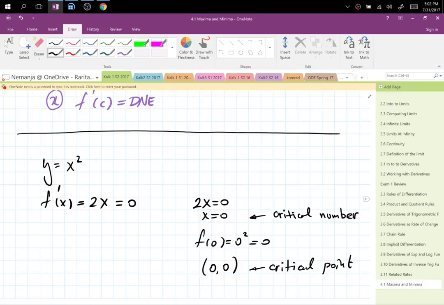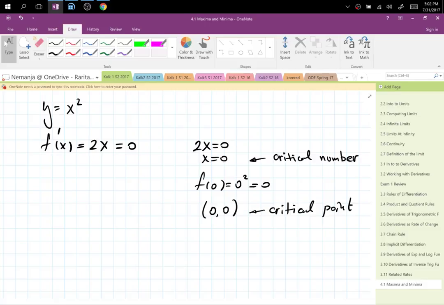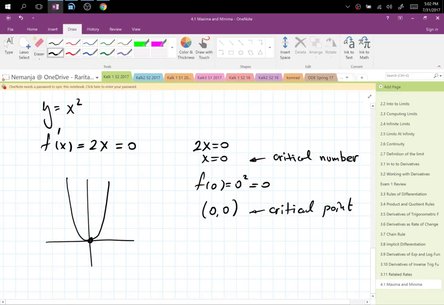So we were able to find the critical point by simply setting the derivative equal to 0, and then we find the critical number. Once we have the critical number, we can calculate the y value and get the critical point. So now we know how the graph of x squared looks. And we see that at 0, 0, we actually have a min. And it's the absolute min, actually. So I'm just going to call it absolute min.